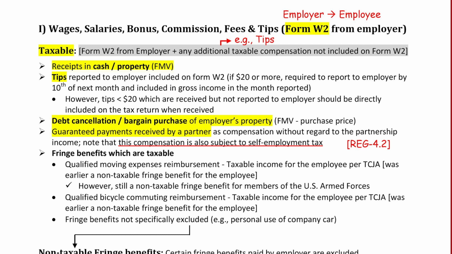And then we've got, highlight, fringe benefits which are taxable, which include, highlight, qualified moving expenses reimbursement. So generally, if an employer reimburses an employee for moving expenses or relocation expenses, that's a taxable fringe benefit to the employee. And then highlight fringe benefits not specifically excluded. For example, personal use of company car.